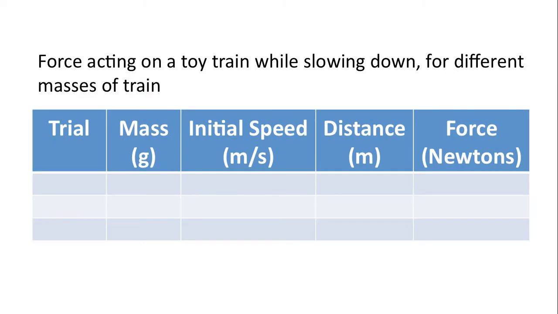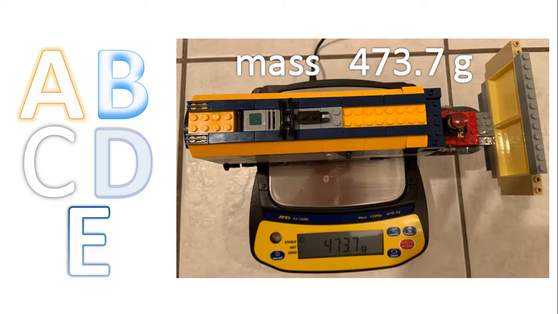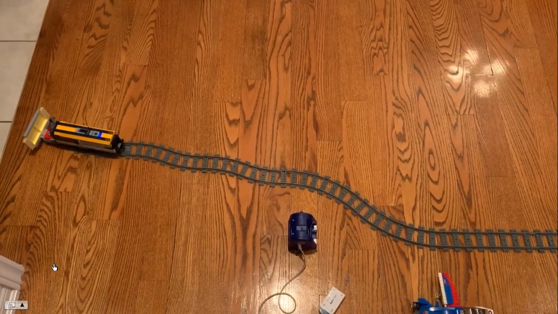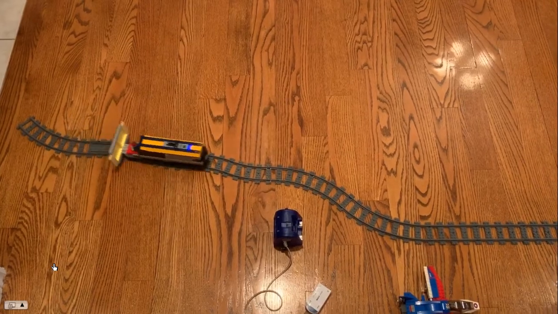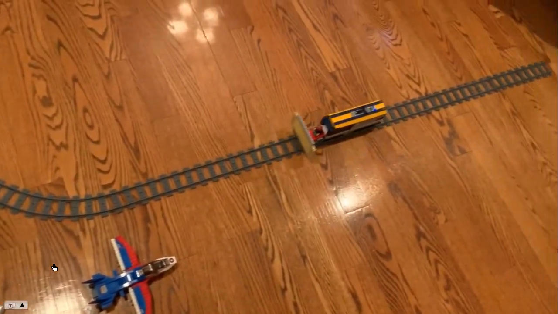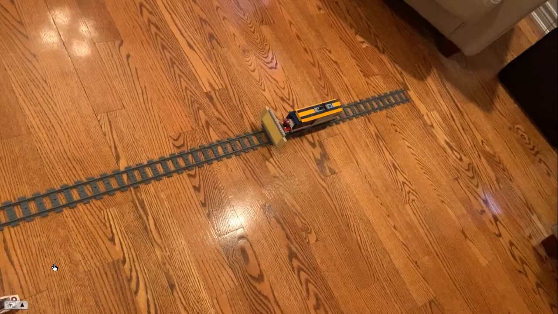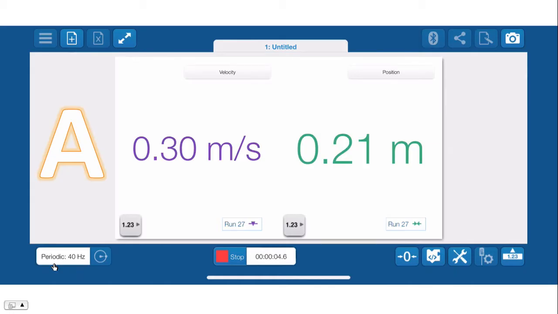Today I'd like you to copy down the following table, and this is what you'll be submitting to me eventually. All right, for the first 5 trials, the mass of the train is shown there. Here we go. So this is what the trial looks like. I did that 5 different times. Here's what the data looks like. It's very quick because the train stops relatively quickly.